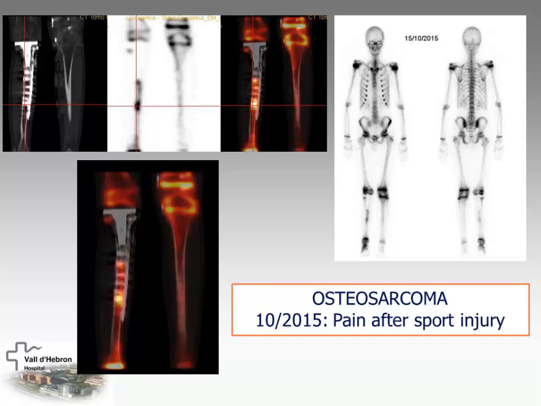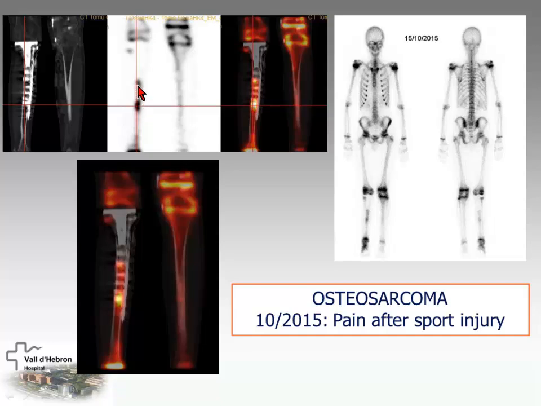And 1 year later, the boy came again to the hospital because he had pain in his leg after a sport injury. And then we performed a bone scan. And what do you think about this bone scan? What happened? The clue is the SPECT-CT images. Where do you see hyperactivity on the SPECT-CT images? Okay. And this can be a recidive? Yes, it is attenuation corrected.